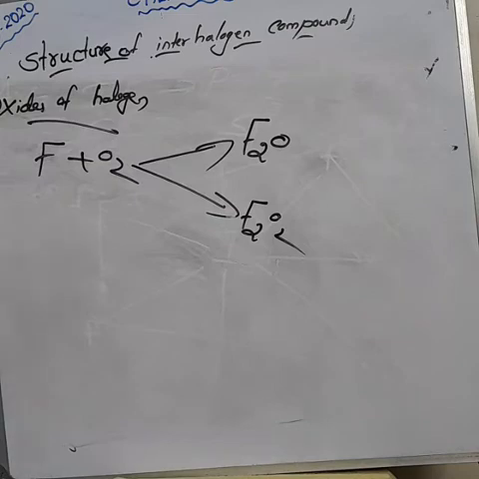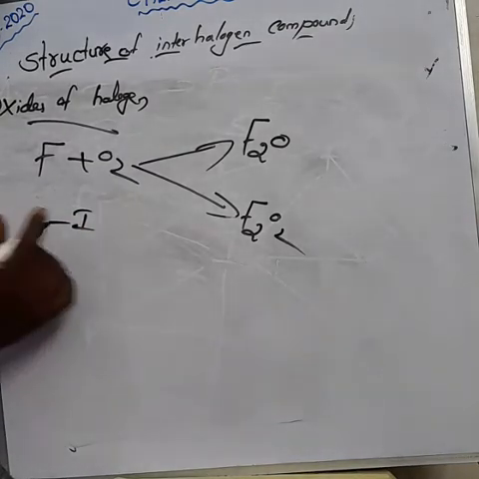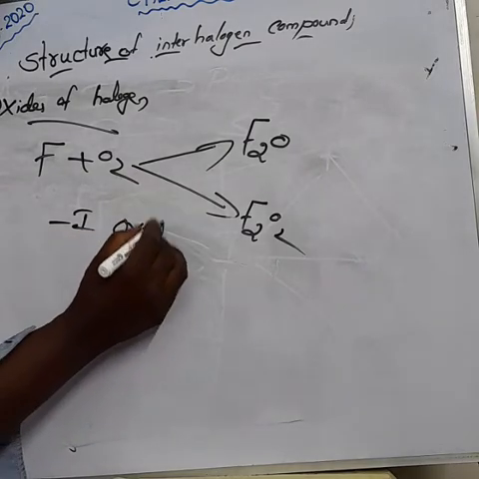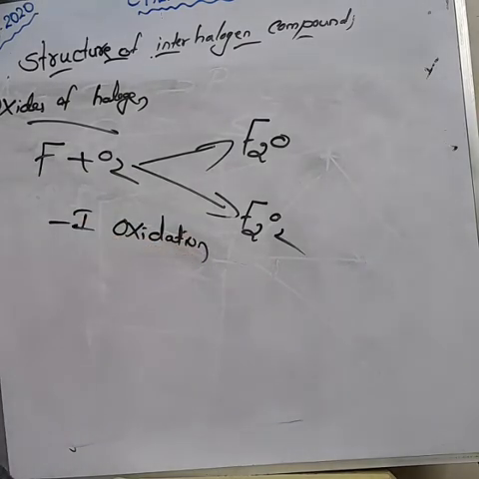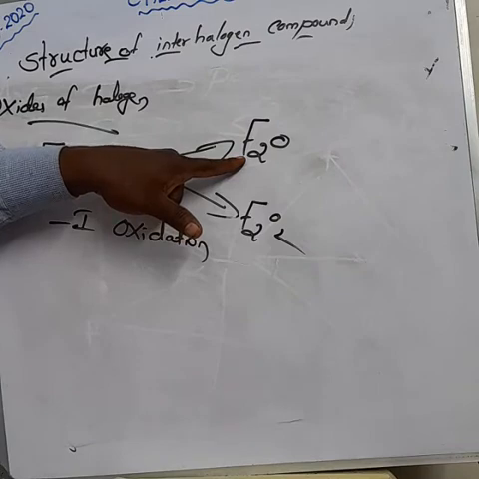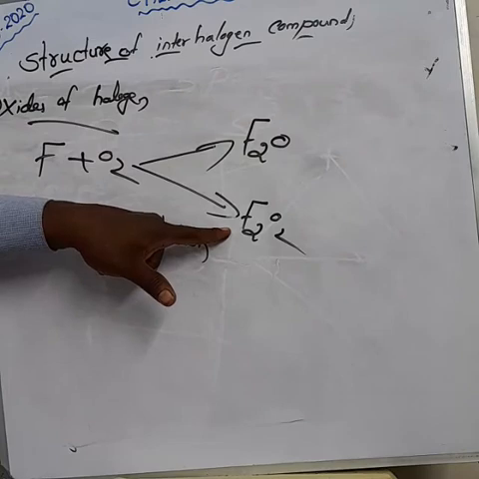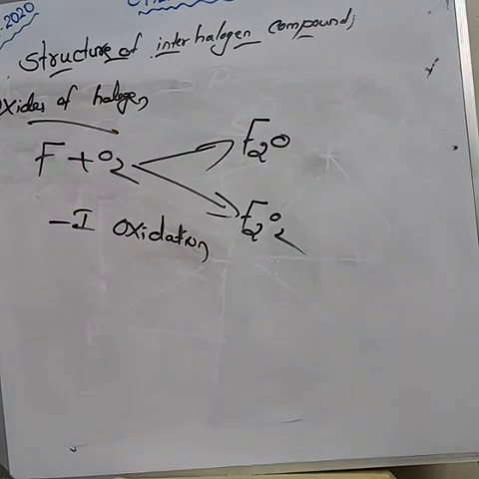It has only a negative oxidation state, -1. This is the important point. Fluorine reacts with oxygen to form difluorine oxide and also difluorine dioxide. These are the 2 types, and they have a negative oxidation state. Other halogens do not react with oxygen readily. They can be prepared by an indirect method, not a direct method.